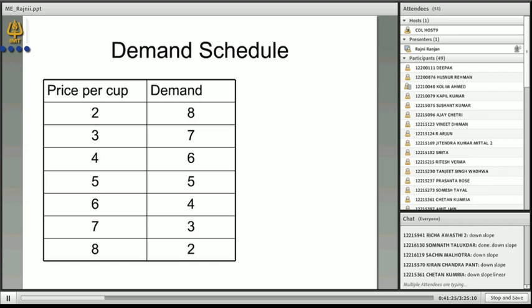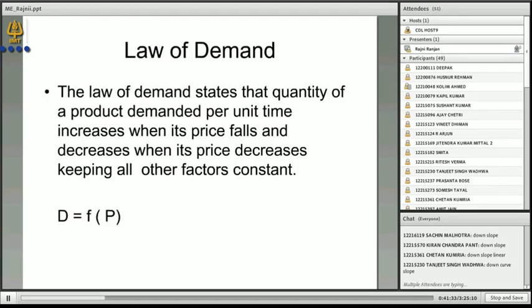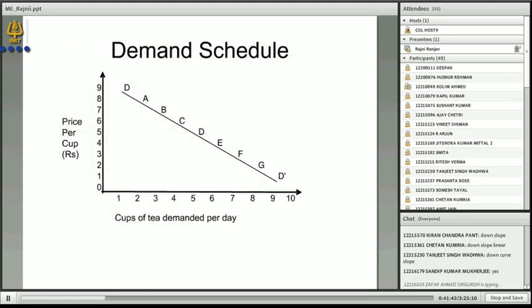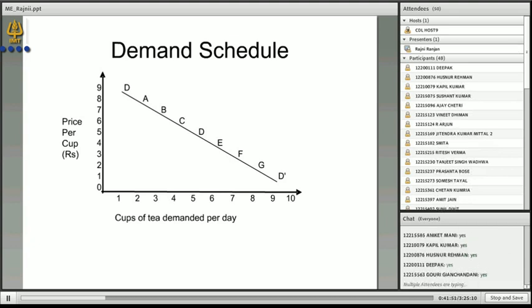Okay, so I think most of you know how to prepare a graphical representation. So your graph is like this, everybody, where price is on the y-axis and cups of tea demanded per day is on the x-axis. If your graph is not like this, please recheck it. You need to know how to draw graphical representations. It is an absolute must in economics.